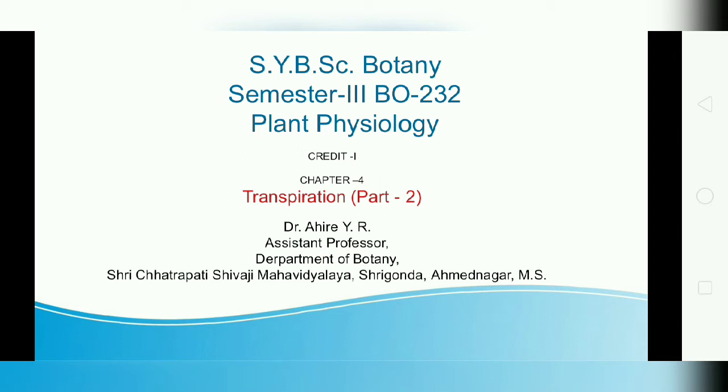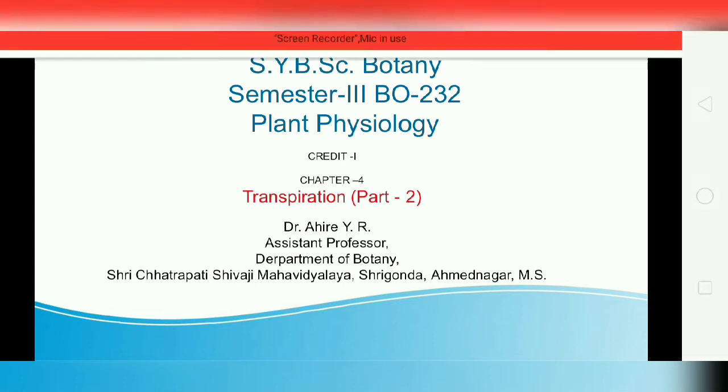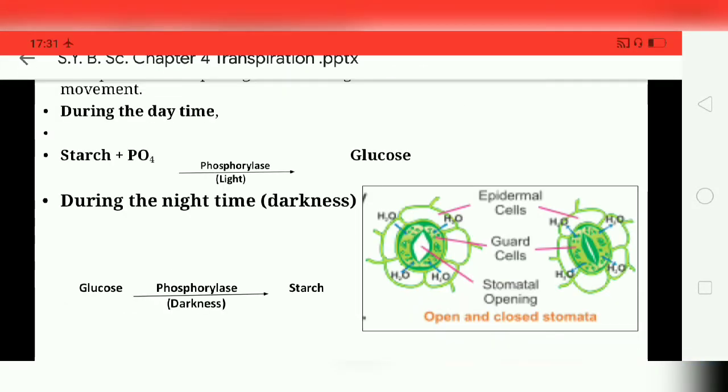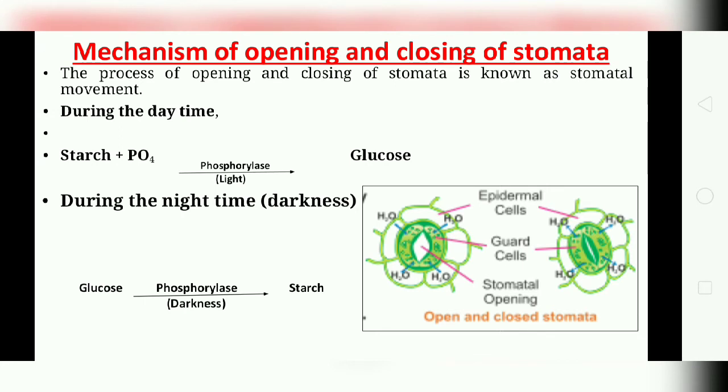That is chapter 4. In part one we discussed transpiration, its definition, introduction, significance, its three types, and the structure of stomata also. So today we will discuss the mechanism of opening and closing of stomata. Basically, the process of opening and closing of stomata is known as stomatal movement.